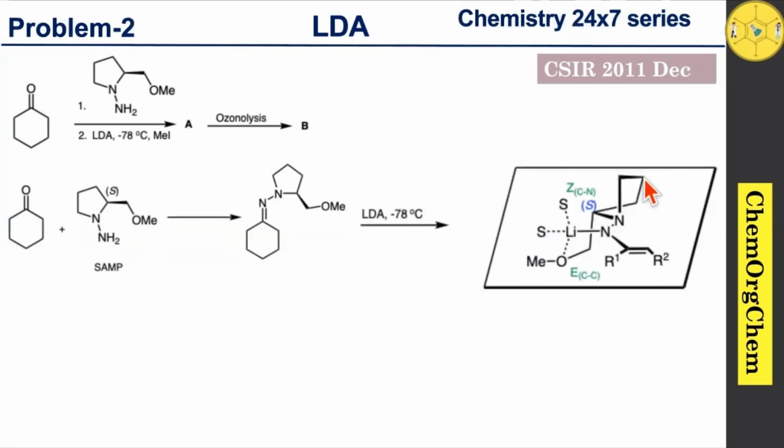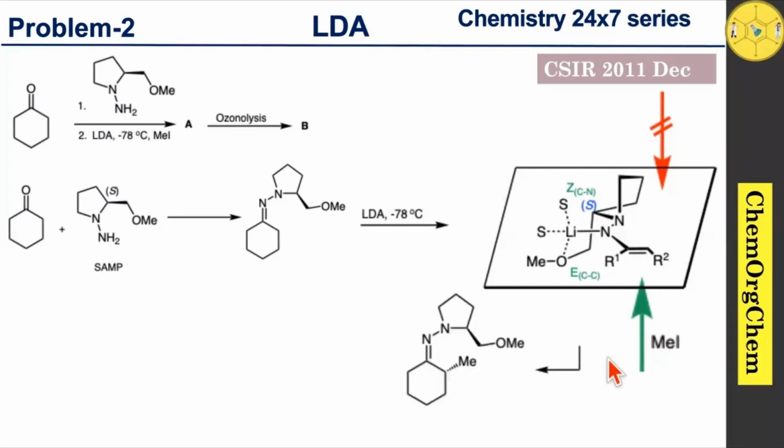However, the top face is highly sterically crowded by these two methylene groups. Compared with that, the bottom face is slightly less sterically crowded. Therefore, it is really difficult for methyl iodide to approach from the top face, while the bottom face is free. So methyl iodide will approach from the bottom face, followed by the enolate attacking the methyl iodide from the back side to yield the corresponding product. Up to this step, this reaction is called SAMP alkylation.